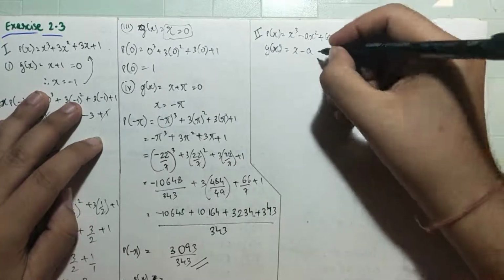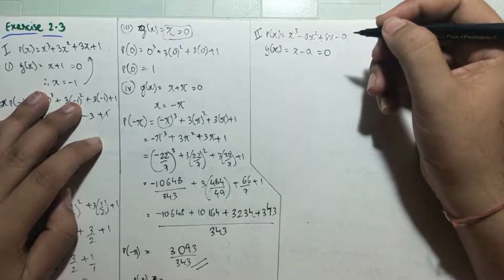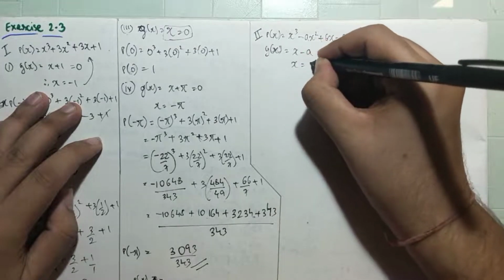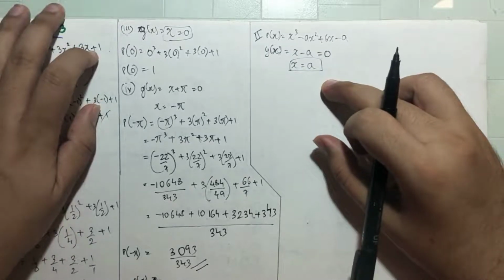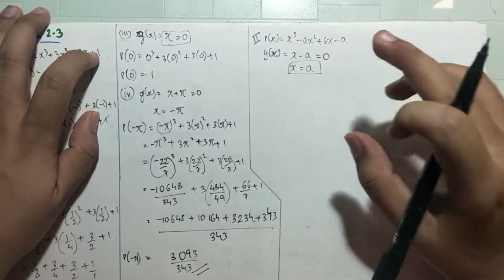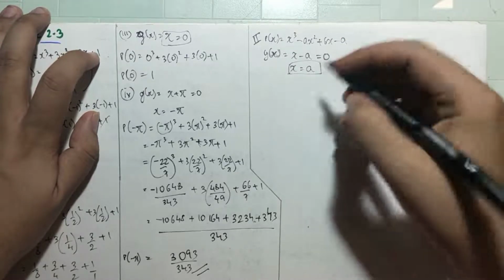To find the remainder, we have learned to equate the g of x equals to 0. So x will be equals to a. See, if you want to find the remainder, then only this possibility is there. If they want to find quotient, you have to divide it with long division method.